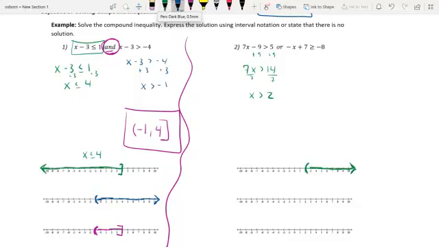Now for the next one, I'll subtract 7 from both sides. That gives me negative x is greater than or equal to negative 15. I'll divide by a negative 1, so that gives me x is less than or equal to 15. So pretend that this goes all the way to 15. And I'm saying x is less than or equal to it, so it's going to go in this direction.